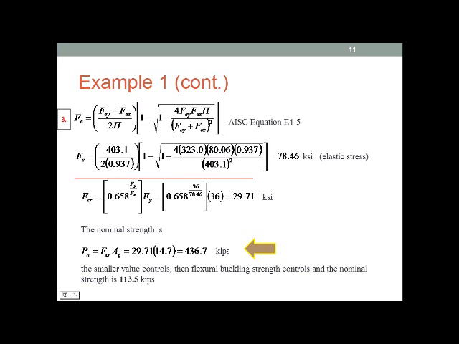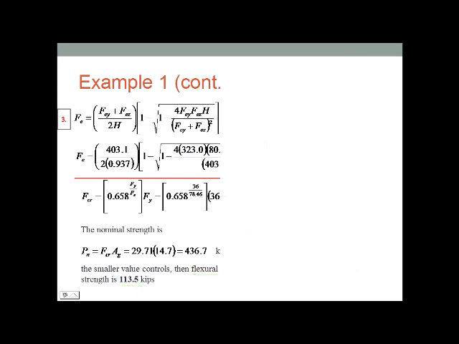The smaller value controls the solution. Therefore, the flexural buckling strength controls and the nominal strength is 113.5 kips.